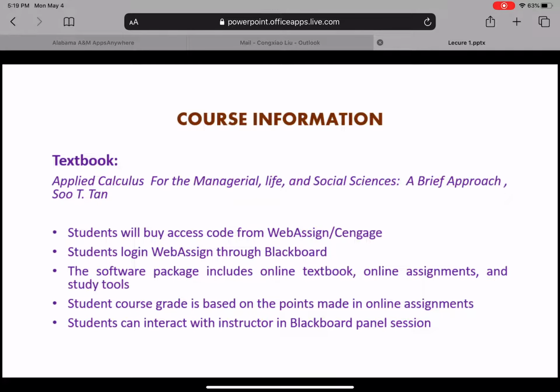In addition to these tools, we also have a Blackboard panel session set up to interact with students. You can post your questions in the panel, and I will try to answer them as soon as possible. I also post announcements in Blackboard for the important dates and events that you can check regularly yourself.